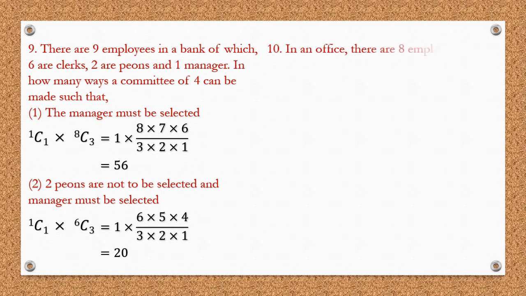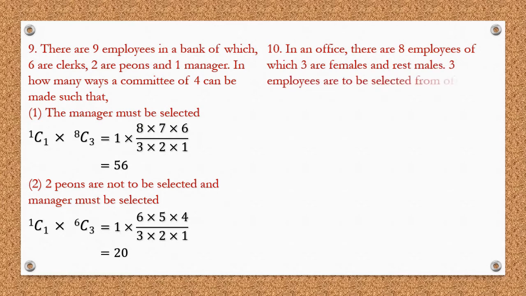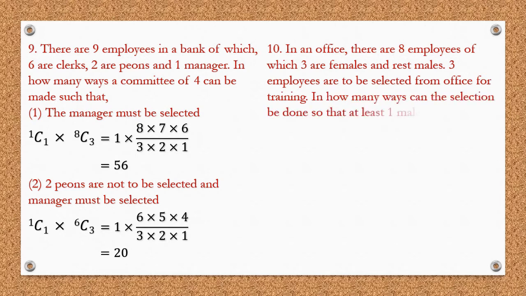Then 10th question. In an office, there are 8 employees, of which 3 are females and the rest are males. That means 5 are males naturally. 3 employees are to be selected from the office for training. In how many ways can the selection be done so that at least 1 male is selected? Okay, now there are 3 females, so 5 males are there, and out of 5 males, at least 1 must be selected. Now here the question is not 1 or 0 or 2 or 3, it is at least 1.